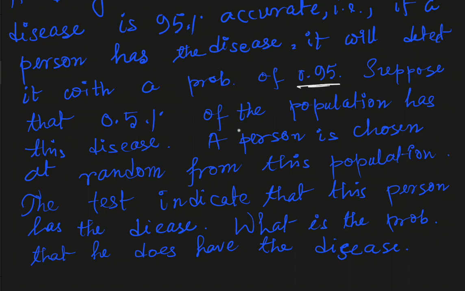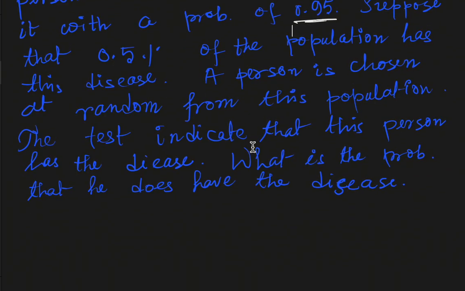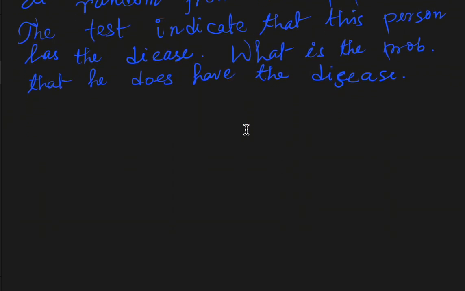Suppose that 0.5% of the population has this disease. So very few individuals in this population have this disease. Now suppose from that population you pick an individual randomly and do the test, and the test gives you a positive result. Now what is the probability that these results are true? That means the probability that he does have the disease. So we have to calculate.